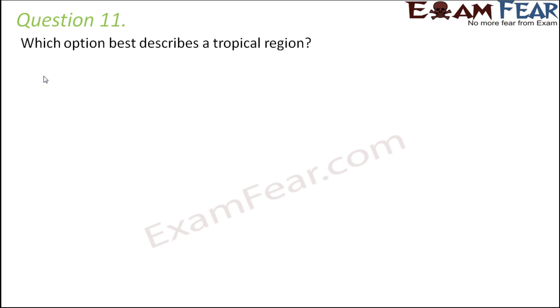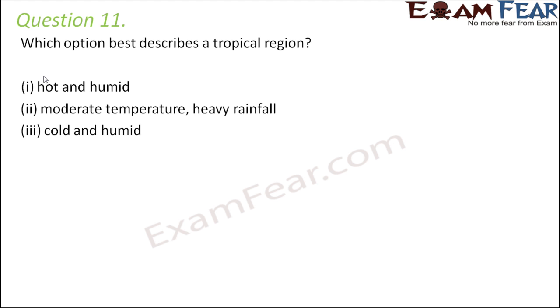Question number 11. Which option best describes a tropical region? Hot and humid, moderate temperature, heavy rainfall, cold and humid, hot and dry. When we talk about tropical regions, they are located near the equator. So they are definitely not cold. They are definitely not having heavy rainfall. So they are hot and humid. They do have rainfall, and they also have very high temperatures. Due to rainfall, they have a humid atmosphere, and due to high temperatures, they are hot. So hot and humid, and that is why they are more suitable for a lot of animals, and therefore a lot of animals live in the tropical regions.